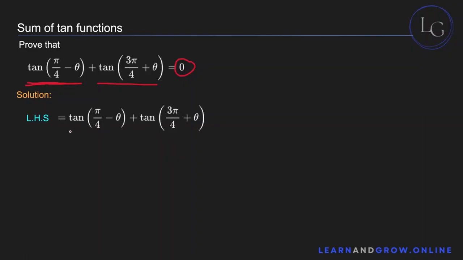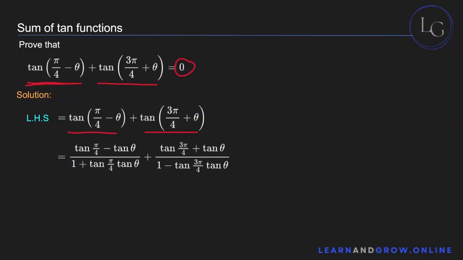Now you have this again, and it looks familiar, right? This and this look familiar. You can apply the trigonometric identity of the tangent function on it. Tan pi by 4 minus theta can be written as tan pi by 4 minus tan theta over 1 plus tan pi by 4 tan theta. And again, you apply the same identity on tan 3 pi by 4 plus theta, that is equal to tan 3 pi by 4 plus tan theta, over 1 minus tan 3 pi by 4 tan theta, right?